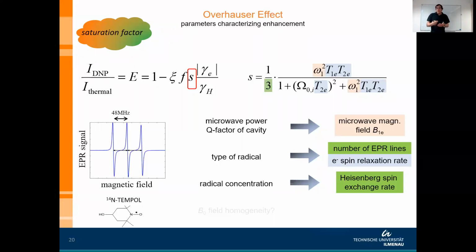And this is described by an exchange process, called the Heisenberg spin exchange process. We can go into detail maybe for questions, but not now. But we will see the effect of this Heisenberg exchange in the S factor, the saturation factor. What happens if we increase the concentration of the radical in our solution, our liquid, in water, for example? It happens that the line width of the lines in this spectrum will increase.